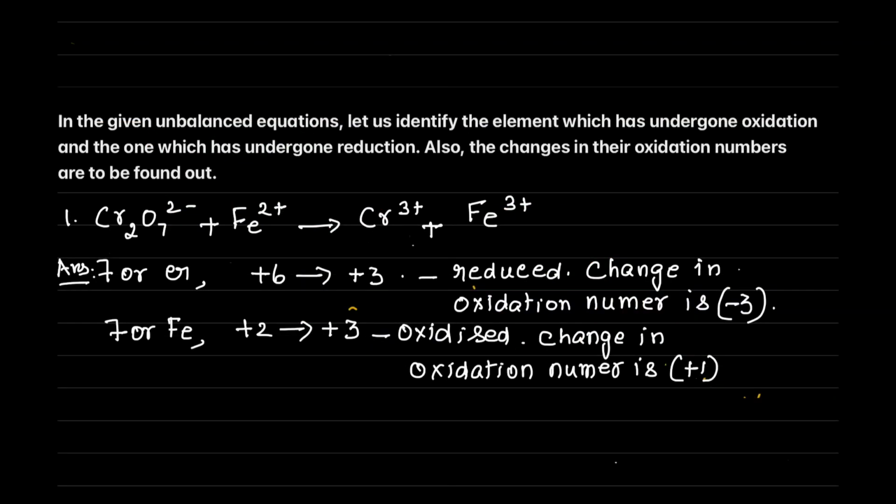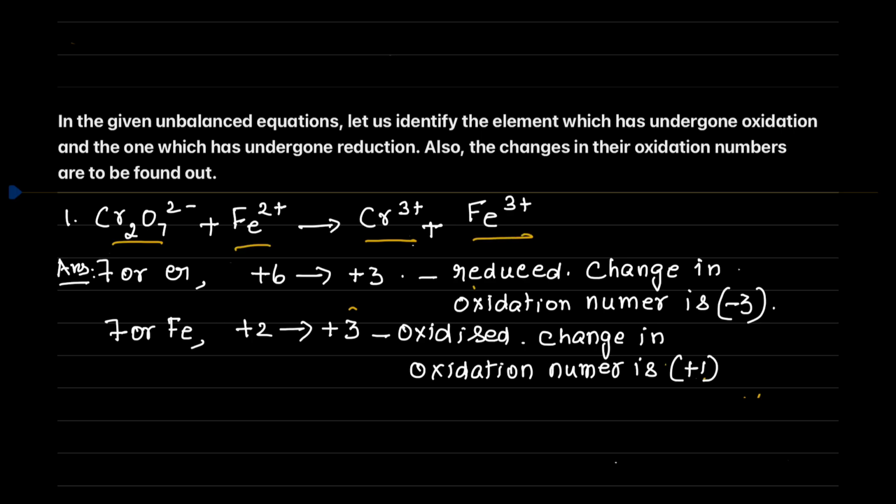In the given unbalanced equations, we have to identify the element which has undergone oxidation and also the one which has undergone reduction. And the changes in their oxidation numbers are also to be found out. For this, the oxidation number for each element, both on the reactant and product side, are to be determined. First, dichromate ion Cr2O7 gives rise to Cr3 and Fe2 to Fe3.